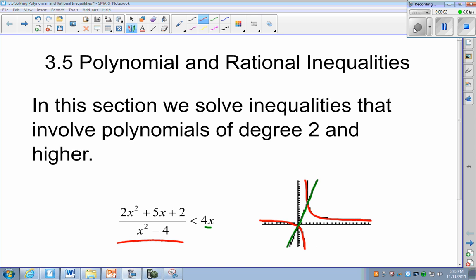Welcome back, College Algebra. In today's video, we're going to be talking about polynomial and rational inequalities. So, what we're going to be working with is inequalities just like this one, and we're going to find out where one function is less than another.